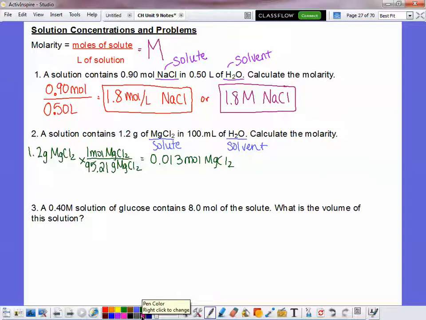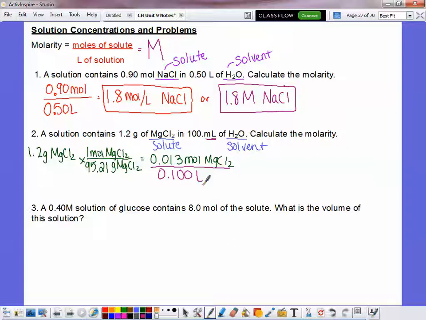What am I going to divide that by? I'm not going to divide it by 100. Nope. This 100 is in milliliters. I need it in liters. So I'm going to divide it by, what's 100 milliliters in liters? 0.1. And then for sig figs, 0.100 liters.